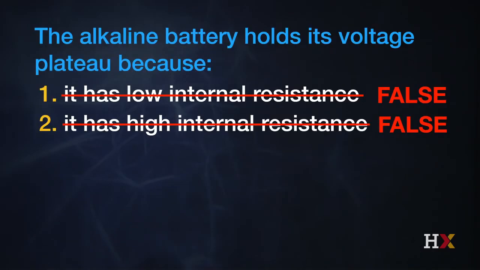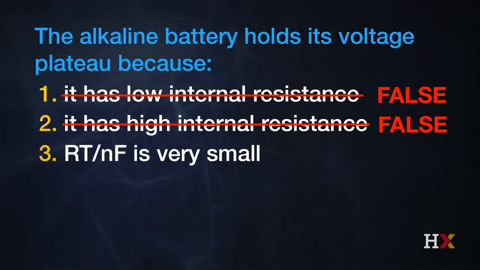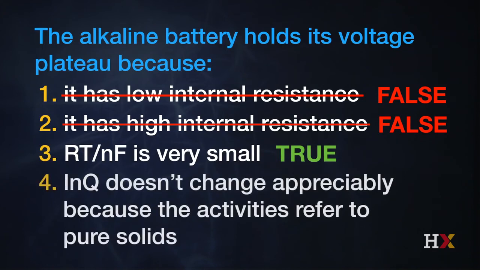The third possibility is that RT over nF is small, in fact, very small, and that is correct, and it's true of virtually every type of battery. The fourth possibility is that log Q doesn't change appreciably because the activities refer to pure solids. We've already seen that that's completely incorrect because while pure solids are involved, so too are the cations in that electrochemical reaction. So which choice is correct?